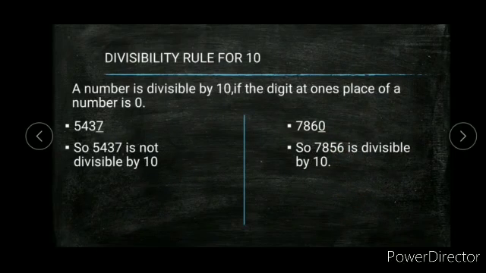Divisibility rule for 10. A number is divisible by 10 if the unit place is 0. Simply, you are supposed to see the unit place. If at the unit place there is 0, then the number is divisible by 10. Do you remember the divisibility test of 5? So we can say that 7860 is divisible by 10, as well as by 5, because it satisfies the divisibility rule for 5 also.